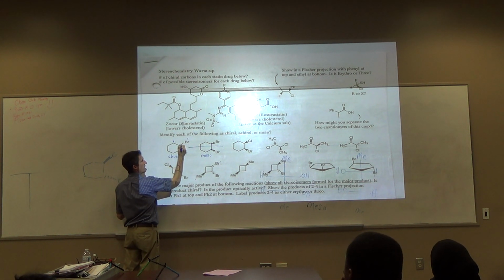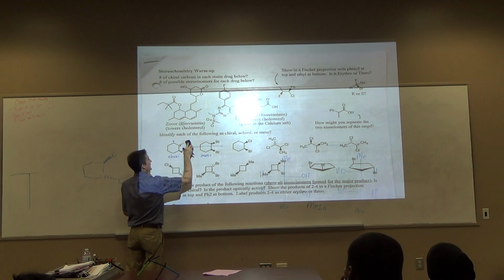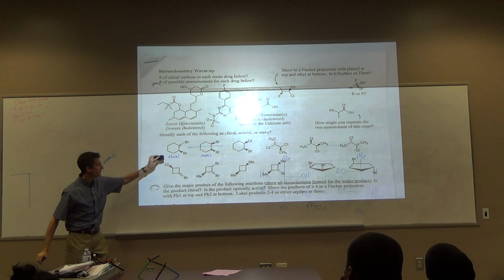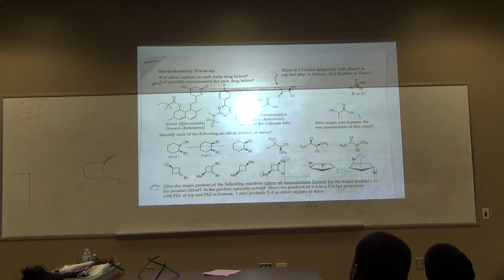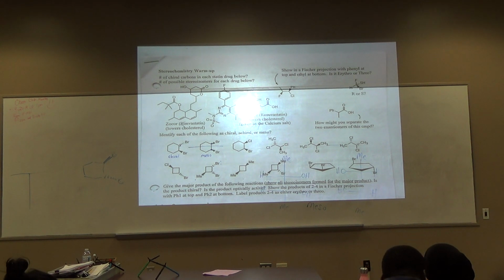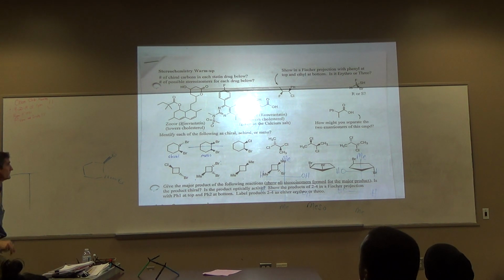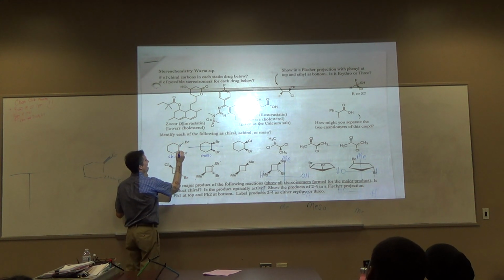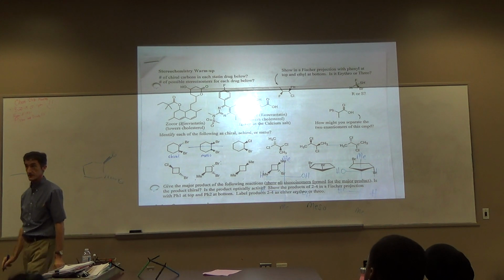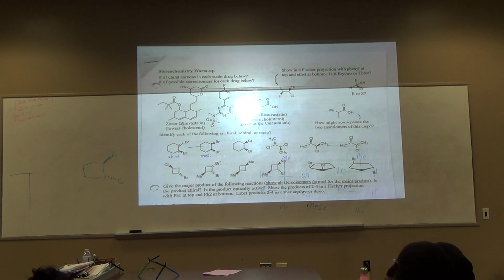So this is flipped. Clockwise, it's S, correct? Okay? I agree. I have thought about it. Check. Yes. Okay. S. What's the bottom one? RS. Very quick. What's the bottom one? It's also S. I'll tell you how I know that in a minute.